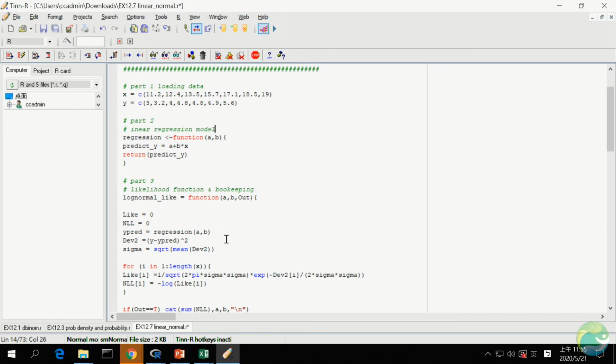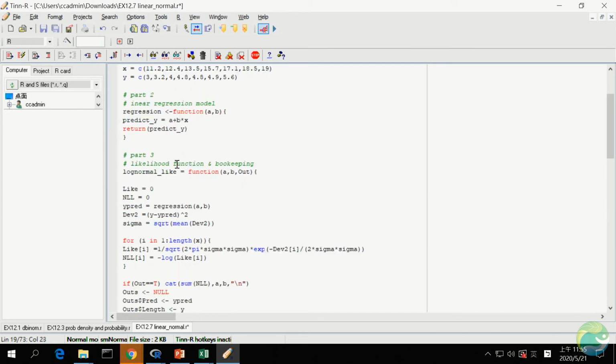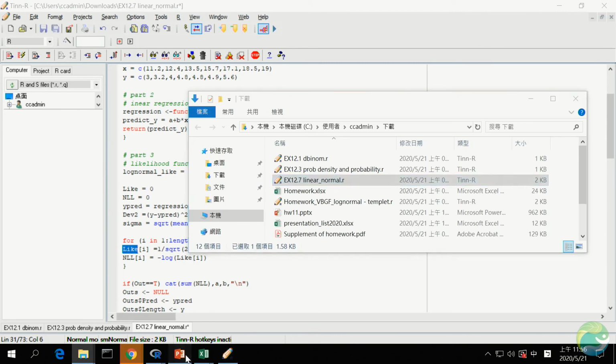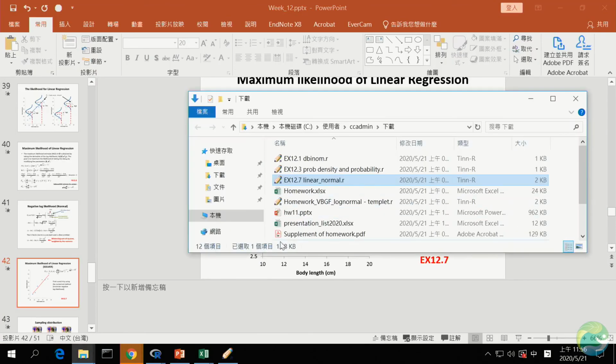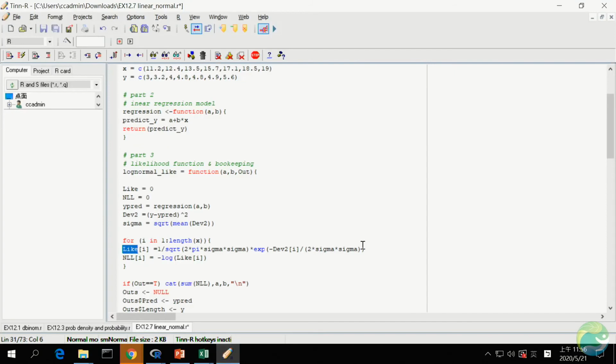Here is a linear regression model. And we can calculate the likelihood function for each data observation in here, right? So what does this part mean? This is the likelihood. What is the likelihood? Likelihood is just based on the definition of this formula. So the PDF, or we call the likelihood, is written in here.